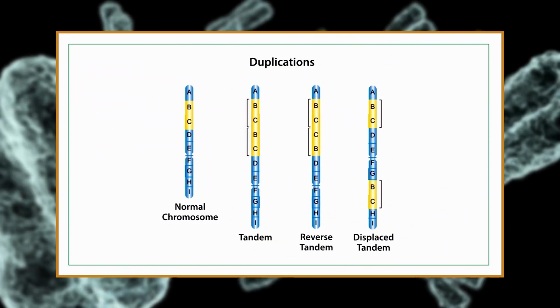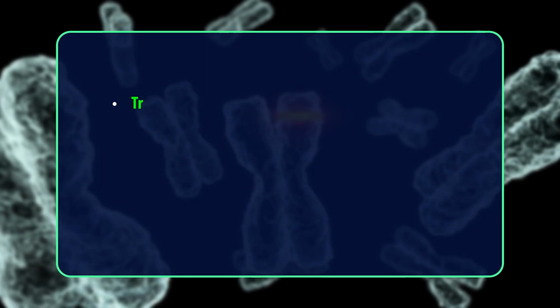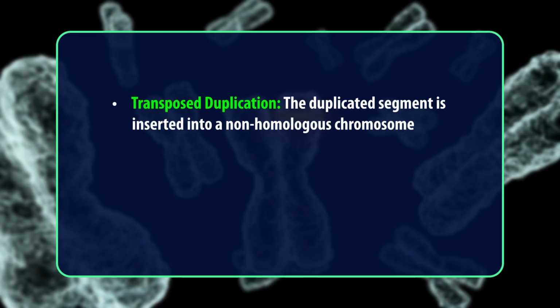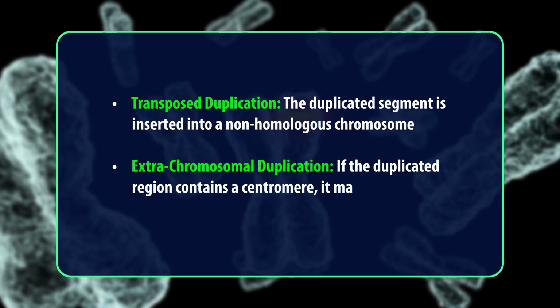Number one is tandem duplication. The copied segment is placed adjacent to the original one and in the same order, dear students. But in reverse tandem, the duplicated segment is adjacent but in reverse orientation. Third one is displaced duplication. The duplicated segment is present elsewhere in the same chromosome. And last, we see transposed duplication. The duplicated segment is inserted into a non-homologous chromosome. There are some extrachromosomal duplications as well. If the duplicated region contains a centromere, it may exist as a separate chromosome.